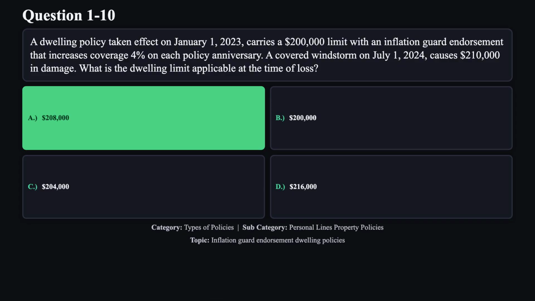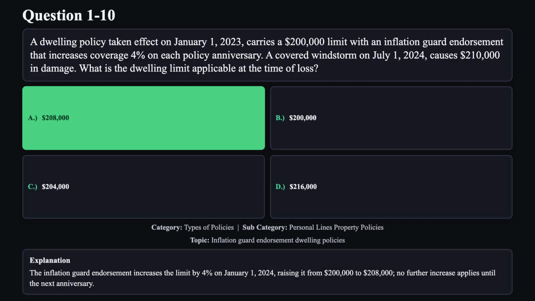The correct answer is A. The inflation guard endorsement increases the limit by 4% on January 1st, 2024, raising it from $200,000 to $208,000. No further increase applies until the next anniversary.